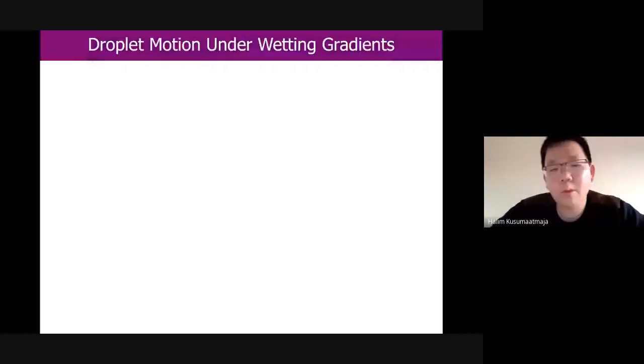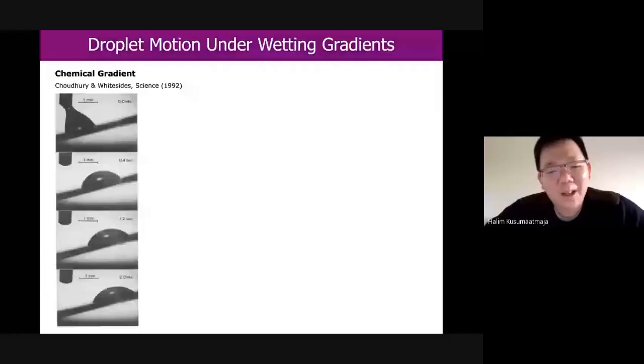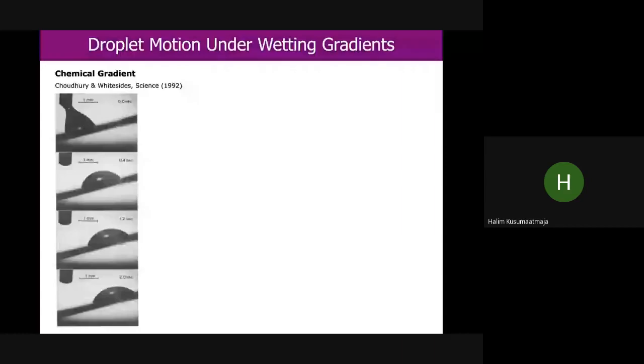Of course, the problem of motion due to texture gradient or wetting gradient is not completely new. Here, I'm just going to show you three examples that are quite well-known, quite popular in the literature. The first one comes all the way to almost 30 years ago now. This is from the group of George Whitesides, where he introduced a chemical gradient on the surface. So you have a gradient in the contact angle. The droplet can actually move against gravity, going from the hydrophobic region to the hydrophilic region.